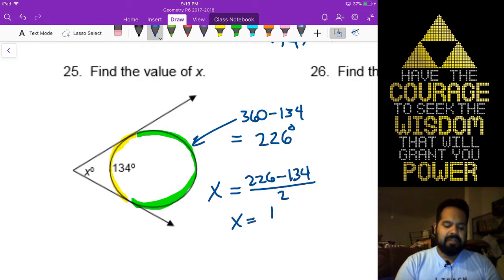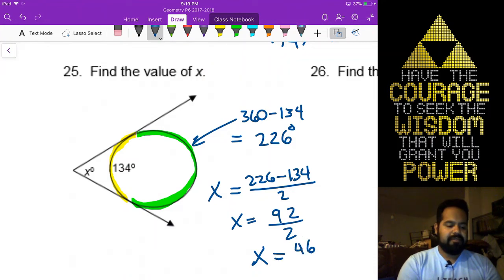So that's 1, no. That's a 2. 13 to 22. That's a 92 over 2. So then half of 92 is 46.